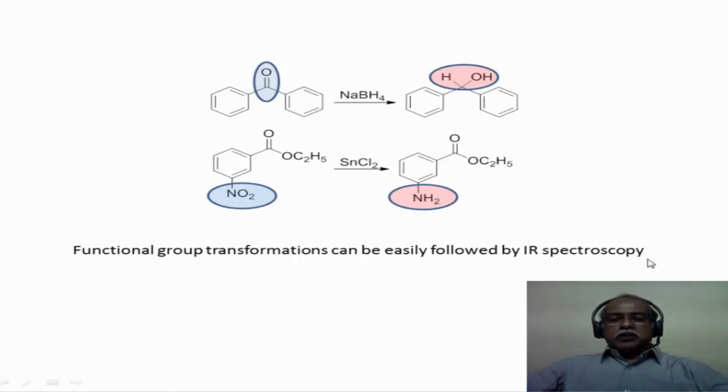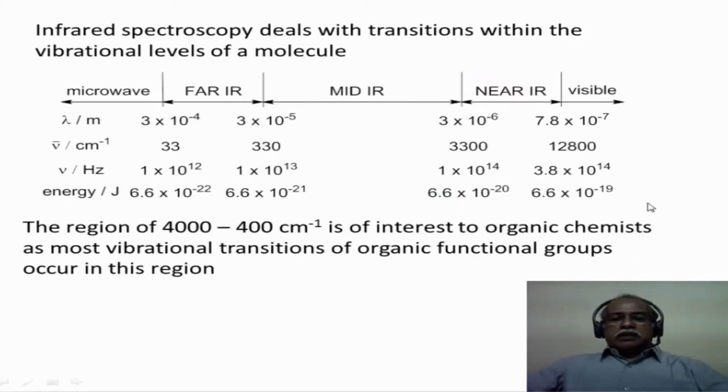In fact, infrared spectroscopy is one of the most easily accessible spectroscopic methods in any laboratory. Infrared spectrometers, compared to NMR and mass spectrometers, are relatively cheaper, and it is possible to afford an infrared spectrometer much more easily compared to the other two spectrometers, namely NMR and mass spectrometer. Now, before we go into the structure elucidation problem, let us look into some fundamental aspects of infrared spectroscopy.